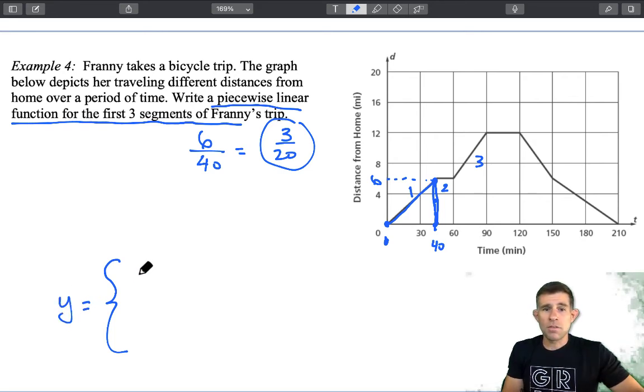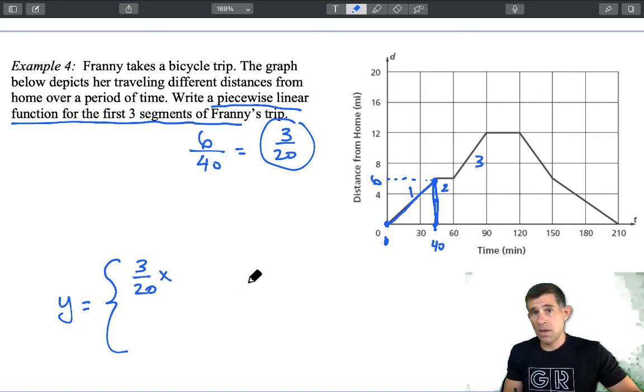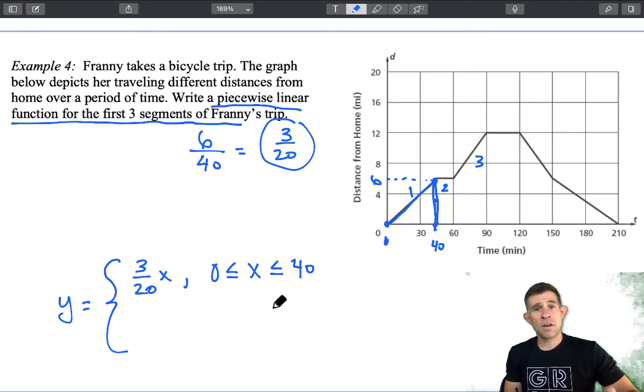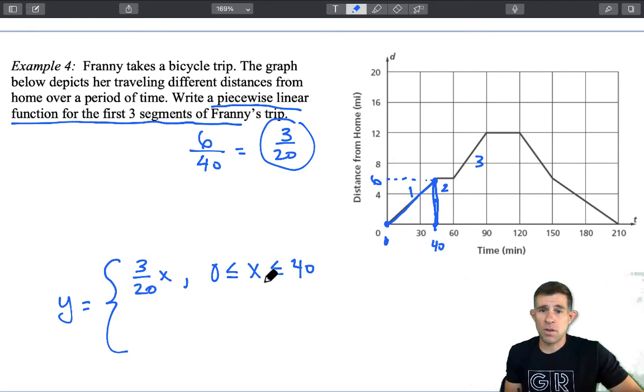y equals 3/20ths x. Now, we have to define the domain over which it's graphed. It's only going to be graphed where x is greater than or equal to 0 but less than 40. All right, so there is our first segment's linear equation.